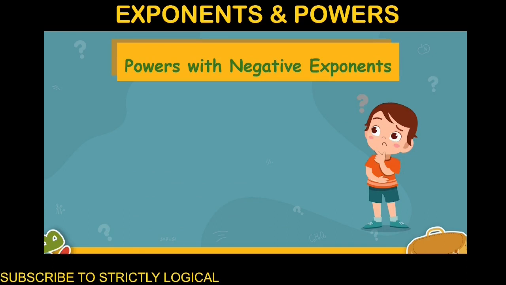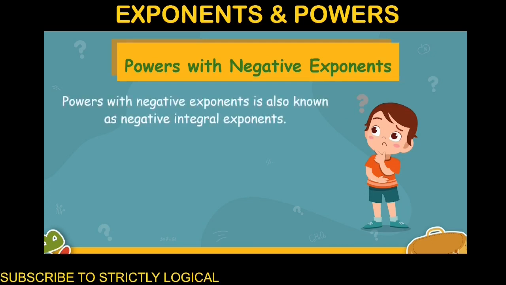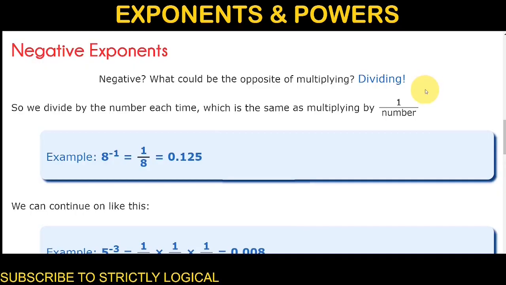Next is negative exponent. Negative power is almost similar to the positive power of the exponent. The only change is that the value of the expression is the reciprocal of the value that is obtained in the positive case. Powers with negative exponent is also known as negative integral exponent. So whenever we have negative exponents, we have to think of the opposite. Opposite of positive is negative and the opposite of multiplication is division. So in case of negative exponent, instead of multiplying the numbers to n number times, we divide the number each time, which is same as multiplying by 1 by the number. That means the reciprocal of that number.